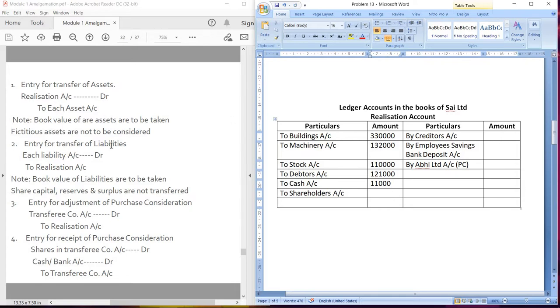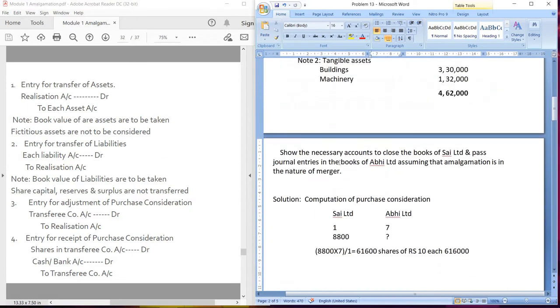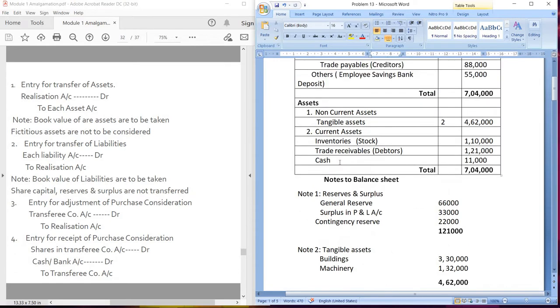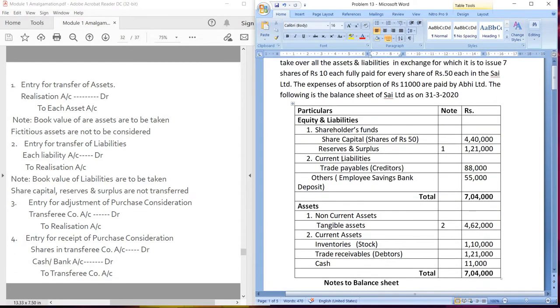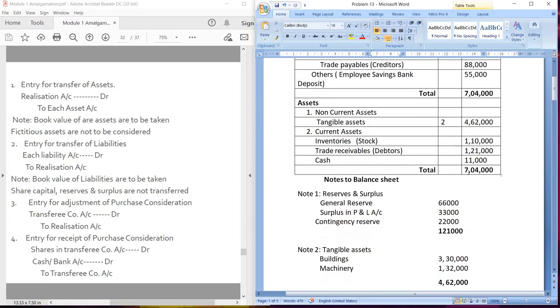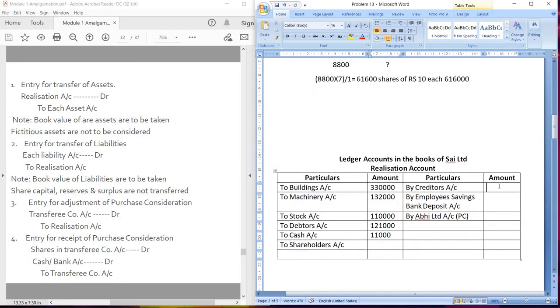Next is the entry for transfer of liabilities. Now we have to transfer outside liabilities to realization account. So look at the liabilities. We have two liabilities. One is creditors, another is employee savings bank deposit. So we have to transfer this to realization account. So by creditors 88,000.